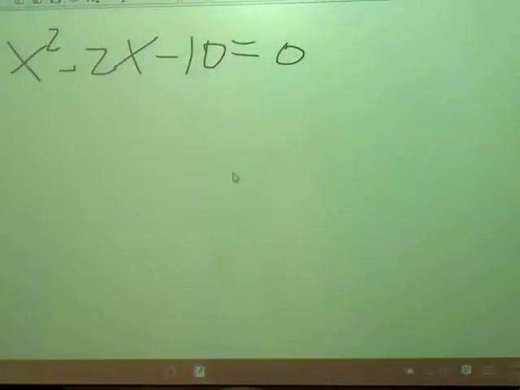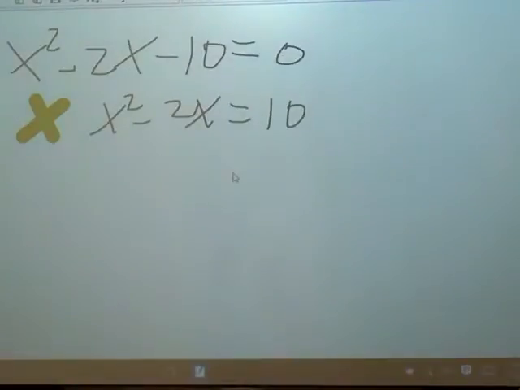So we need to get rid of the bad c. We need to move it to the other side. What operation do we do to move that bad c to the other side? We add 10. So x squared minus 2x equals 10. We added 10 to both sides.